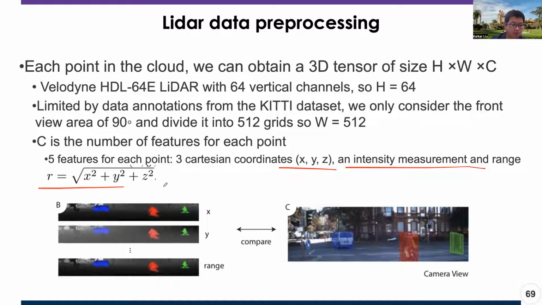Also, they calculate a range, like a distance to the LiDAR point. So you add these 3 point, 1 and 1, total 5 features together as the channel. So the channel has 5 features. Then you can compare these 5 features with the camera view, because it's projected in the front view. And you can potentially align these points on top of this camera view.